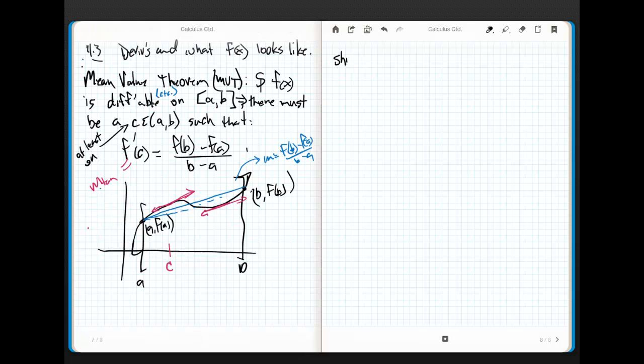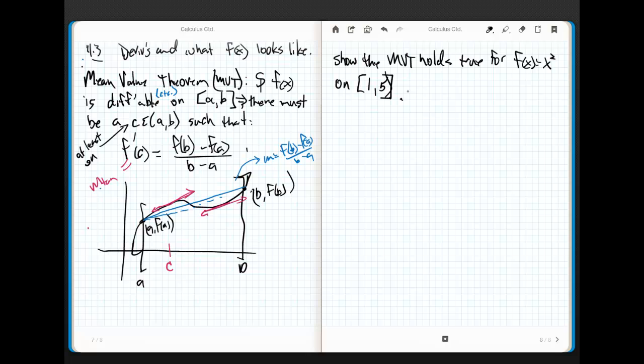show the mean value theorem holds true for f of x equals x squared on, I don't know, let's go 1 to 5. Whoops, that should be closed, right? All right, so first and foremost, let's make sure that we satisfy the beginning of the theorem. Well, it's the function x squared. We know that's continuous. It's on a closed interval.